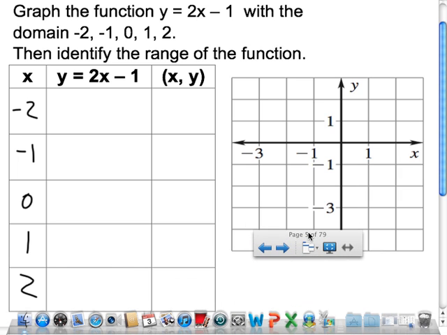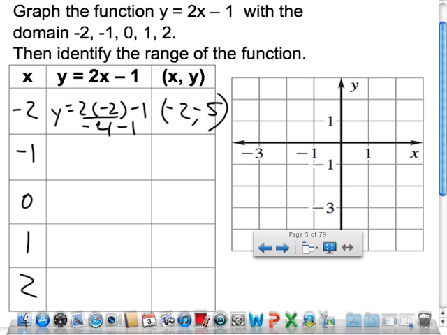And so now we're going to go ahead and plug in. You can do this mentally or actually do it. So y equals 2 times negative 2 minus 1. 2 times negative 2 is negative 4. Minus 1 tells you that the y is negative 5, and the x was obviously negative 2.